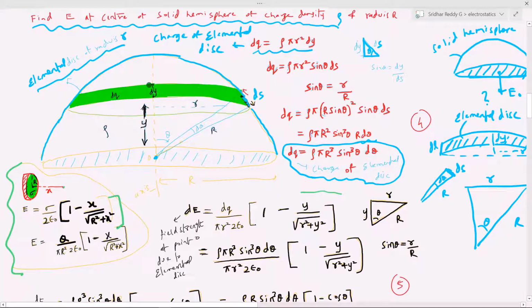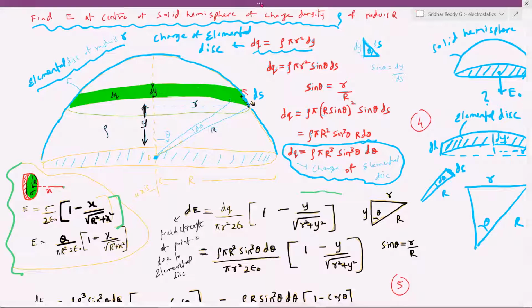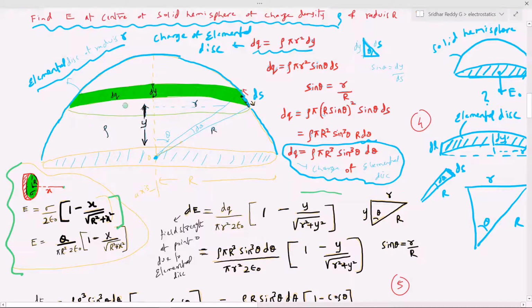This formula, and now look at this. There's a disk now, and this element. What is the field strength? This vertical line will become the axis. What is the field strength at point O? Using the same formula, it is the field strength at point O due to an elemental disk of charge dq. So in place of capital Q, there will be dq. What is the radius of the elemental disk? Small r. 1 minus, here the distance from the center of the elemental disk to the point O is y, over under root of the radius of the disk r square plus y square.